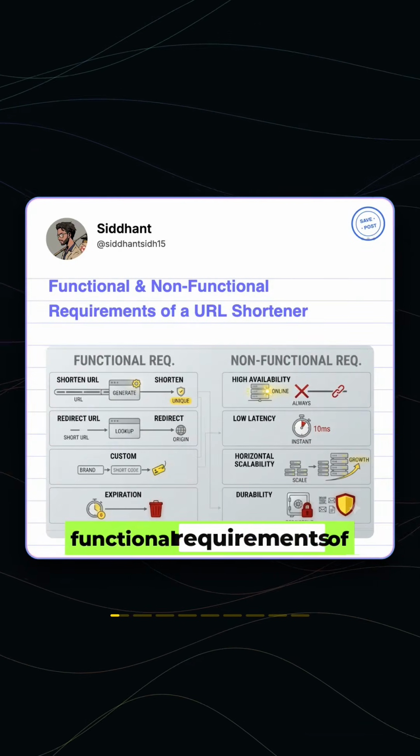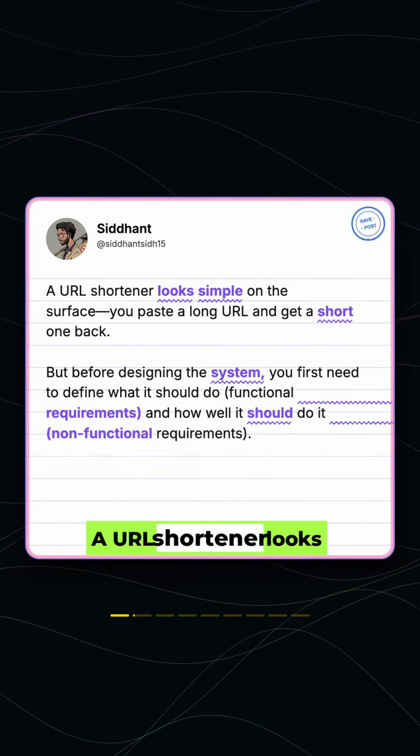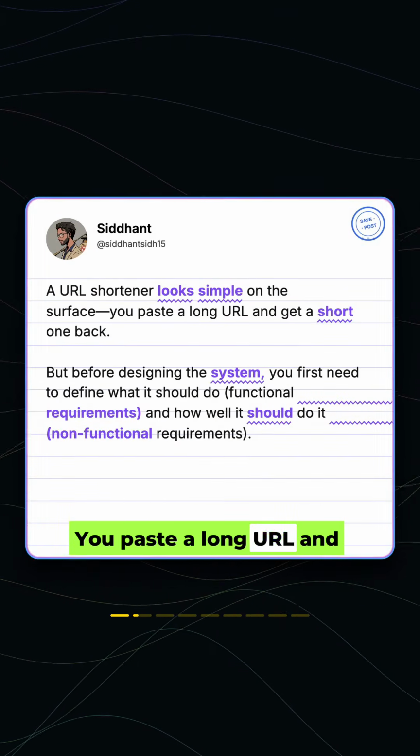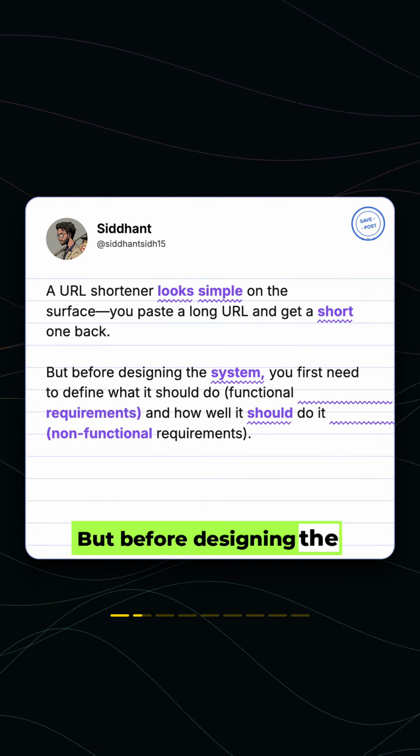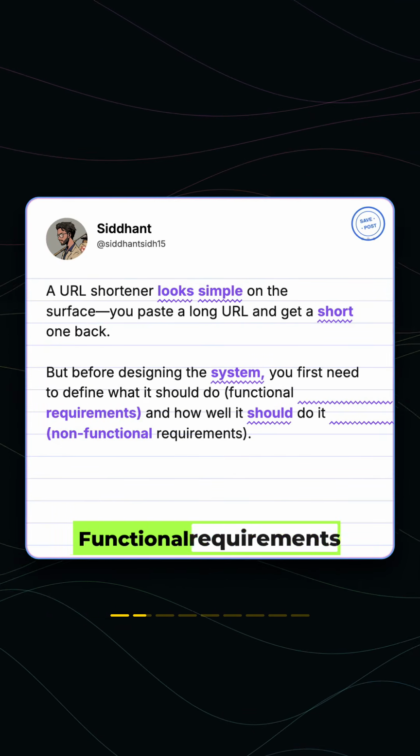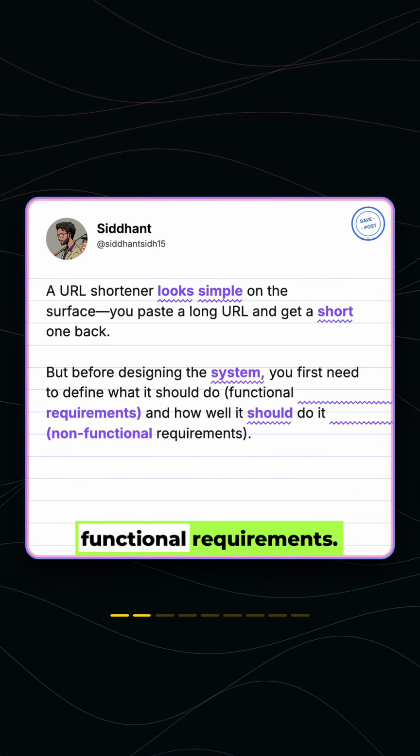Functional and non-functional requirements of a URL shortener. A URL shortener looks simple on the surface. You paste a long URL and get a short one back. But before designing the system, you first need to define what it should do, the functional requirements, and how well it should do it. That will be the non-functional requirements.